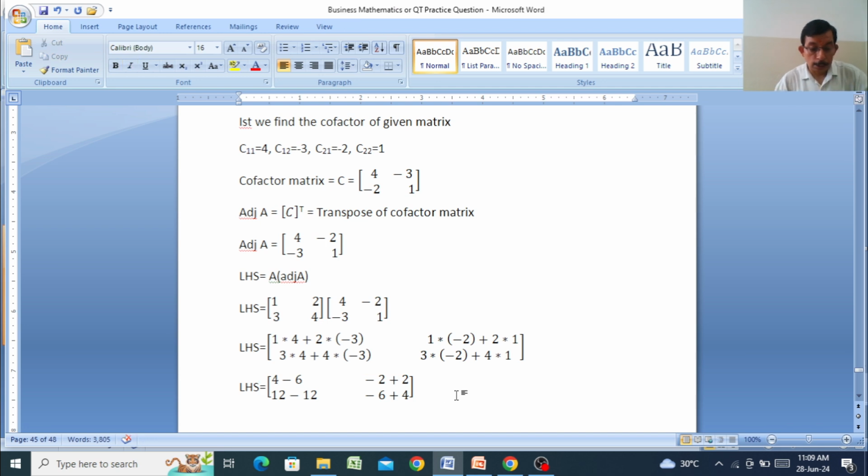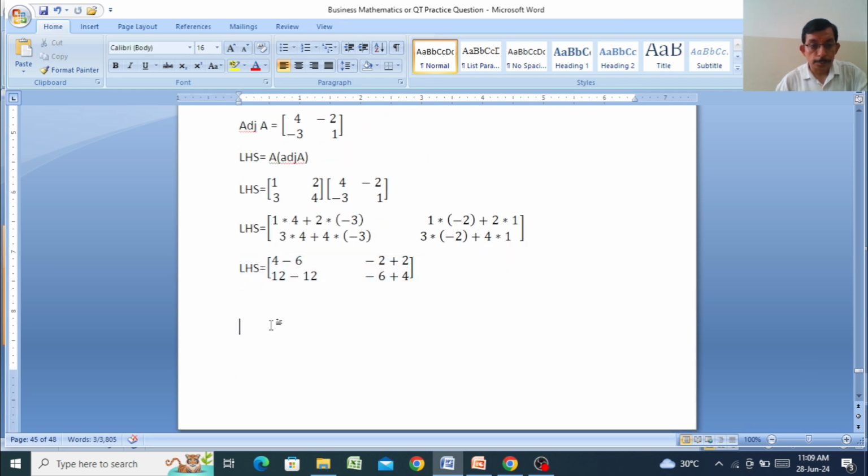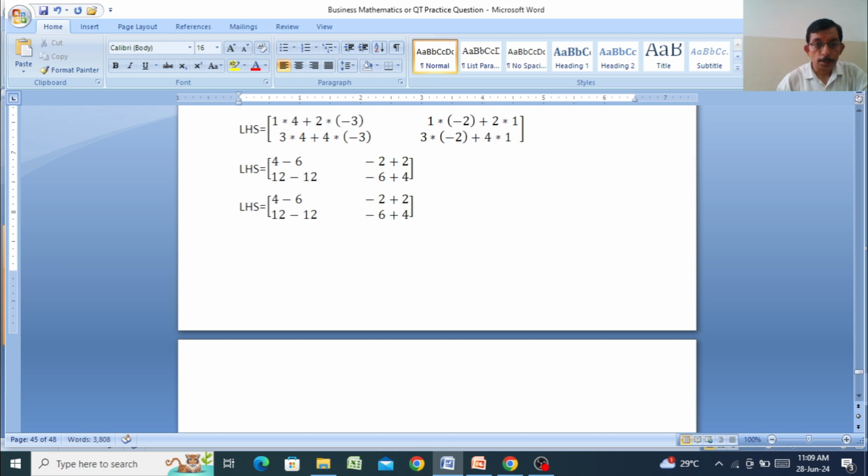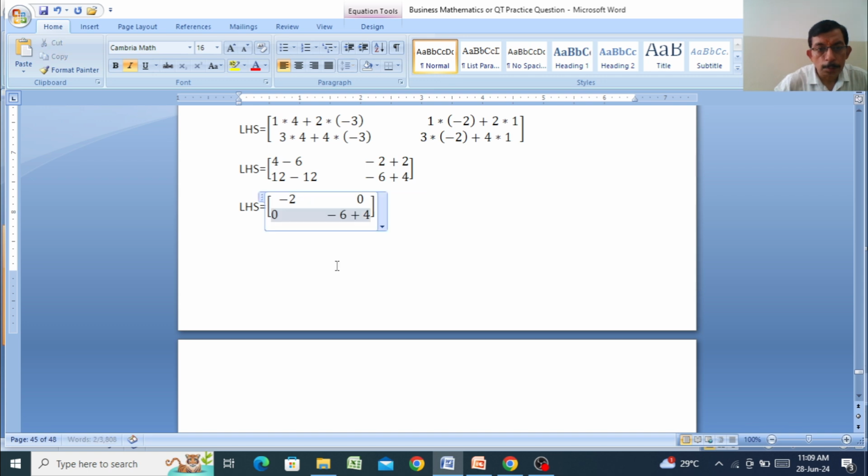Now simplify in the next step. 4 minus 6 is minus 2. Minus 2 plus 2 is 0. 12 minus 12 is 0. Minus 6 plus 4 is minus 2.